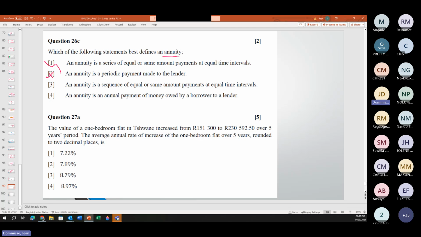Okay, so again, now definitely my English is up for the day. An annuity is an annual payment of money owed by a borrower to a lender, which I'm also not sure about. Not 100% sure which one. Really, my English is done for something like this. Yeah, so let's see what the annuity definition is.